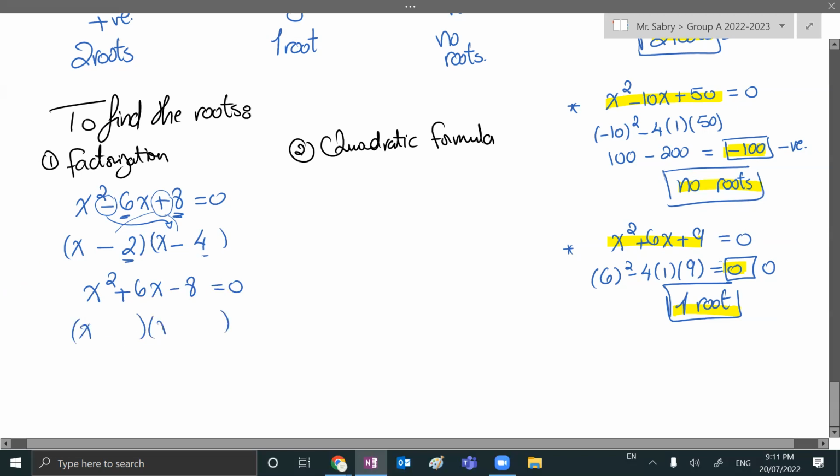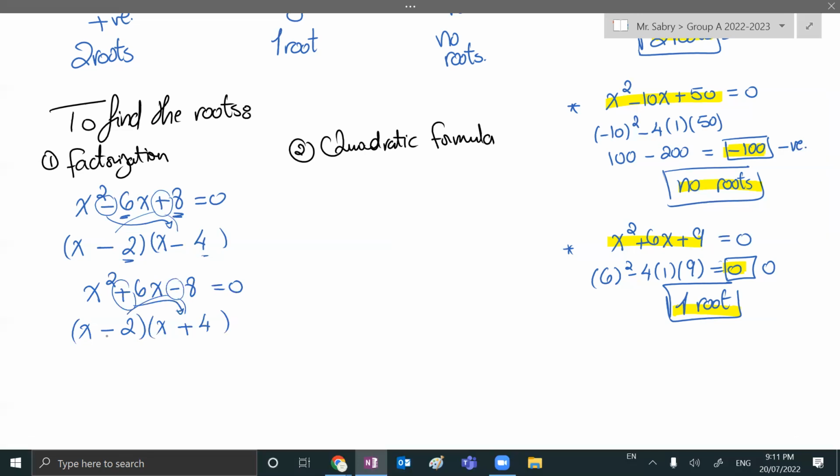You'll still open up 2 brackets, you'll put the 2 and you'll put the 4, and we said that the bigger number will take the middle sign, so this one will be the positive. But since this is negative, these 2 are not the same, which means this one must be minus. Exactly. So this is what we call the factorization method.